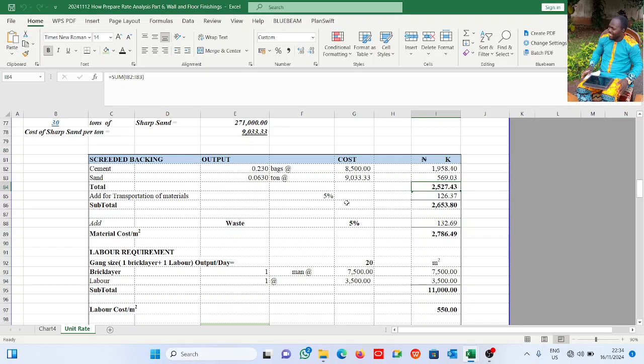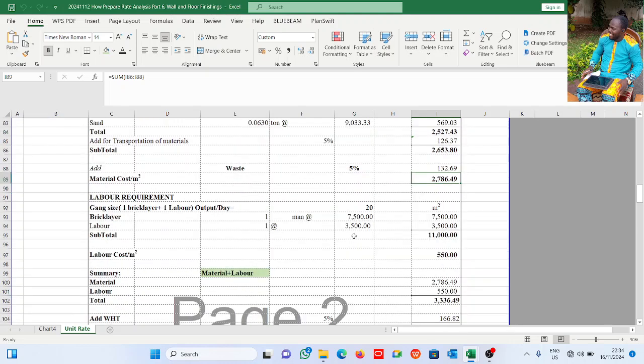All right, so we add for transportation, which is this. Then we add waste. This time around we have less waste, 5% of this. That gives us this. Now the labor requirement, we just said that it takes a gang of one labor and one skilled mason or skilled labor to do 20 square meters in a day, right? Of course we know a skilled labor is 7,500, while unskilled labor is paid 3,500. So summing them up we have 11,000. This is for 20 square meters. So if we divide by 20, we have 550 per square meter.